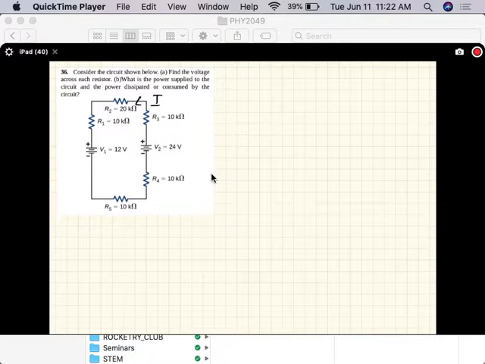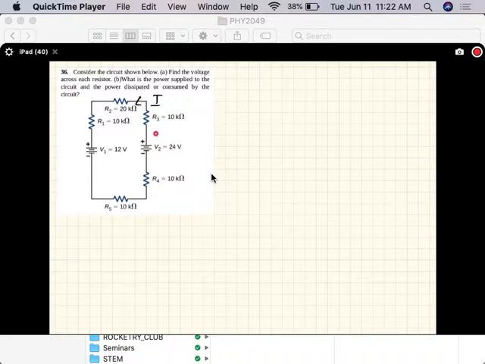Okay, so you have two sources in here. Here's a 12-volt source, here's a 24-volt source, and so this stands to reason, since this battery has a higher voltage than that, you would assume that the current is flowing in that direction in the circuit.